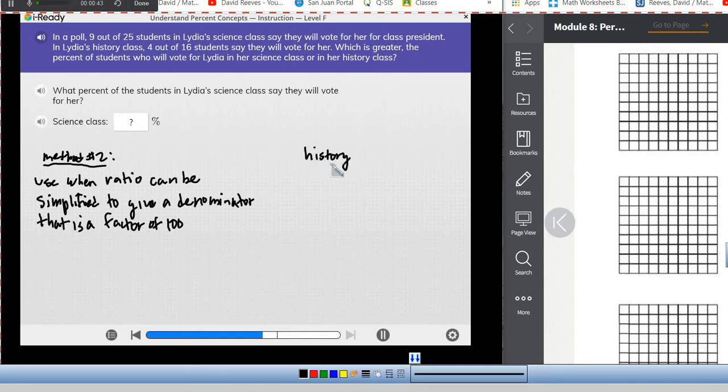All right. So let's take a look now at her history class. For her history class, the ratio is 4 out of 16. Now, if we take a look at that denominator of 16, it's not as nice as the 25 was, because 16 is going to be on this grid 4 by 4.